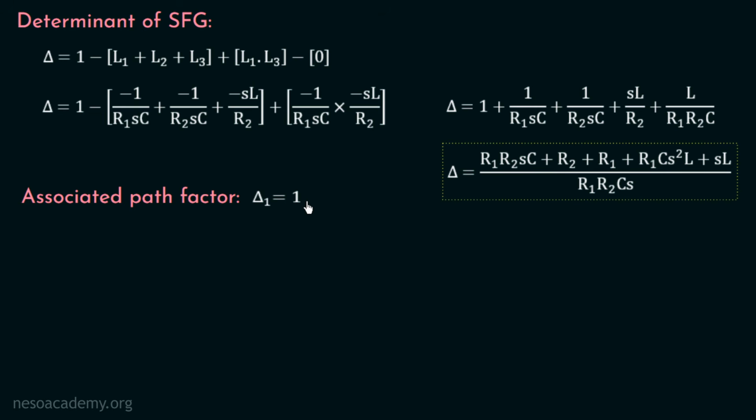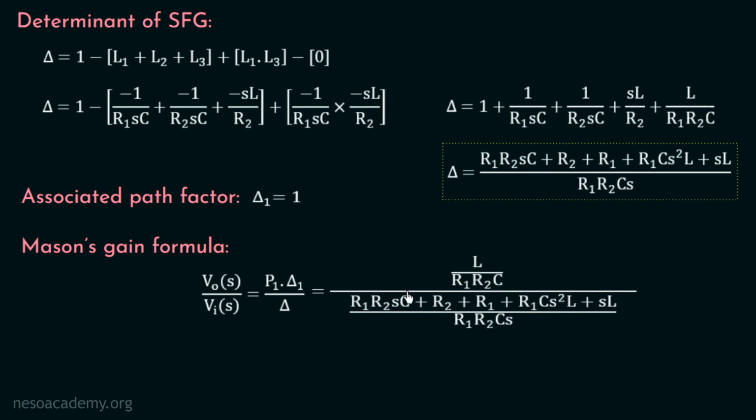So now we are done with the calculation of forward path gain, the loop gains, the determinant of SFG, and the associated path factor. We will now put all these values in the Mason's gain formula in order to calculate the overall transfer function. So we have Vout s over Vin s equal to P1 multiplied with del1 over delta. And if we put all the values, we will have Vout s over Vin s equal to L over R1 R2C over R1 R2 SC plus R2 plus R1 plus R1C S squared multiplied with L plus SL over R1 R2 CS.